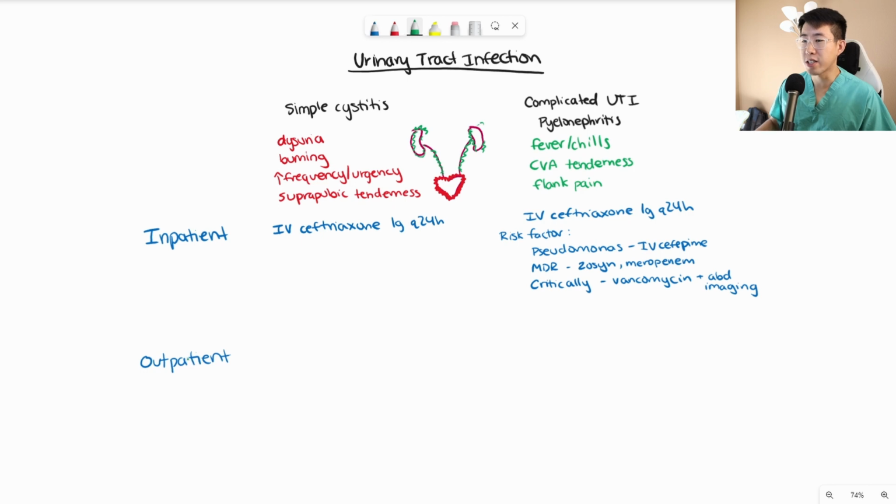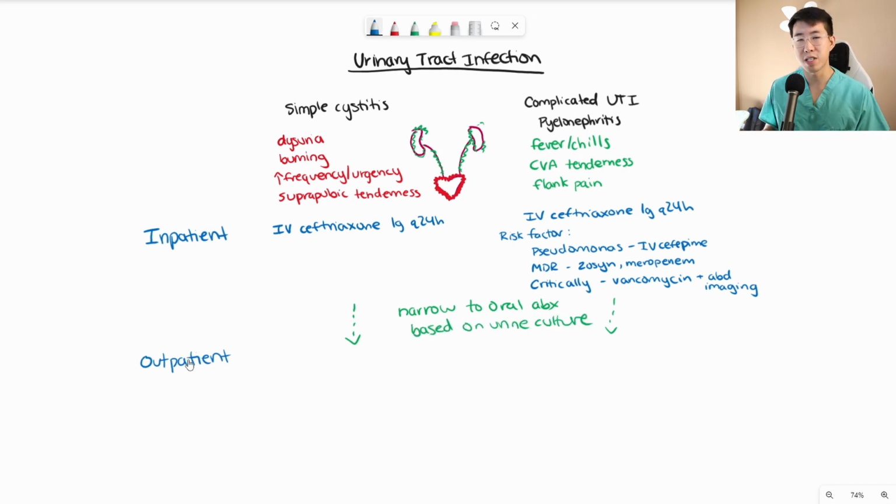When the patient is starting to get a little bit closer towards discharge, then we're going to narrow them to oral medications. Usually this is going to be based off of their susceptibilities on their urine culture. So narrow to oral antibiotics based on urine culture results.